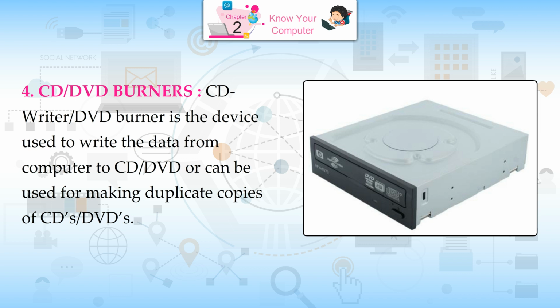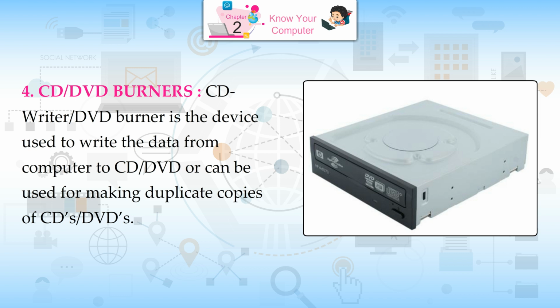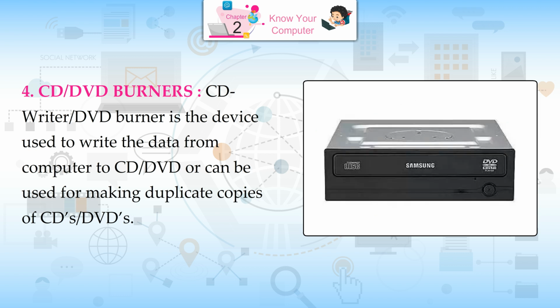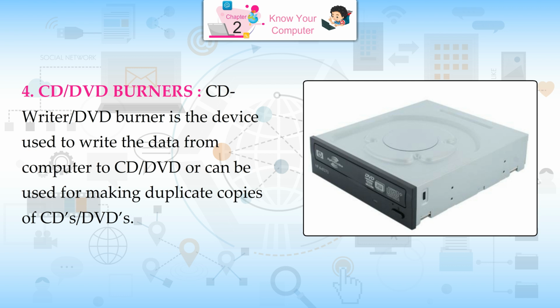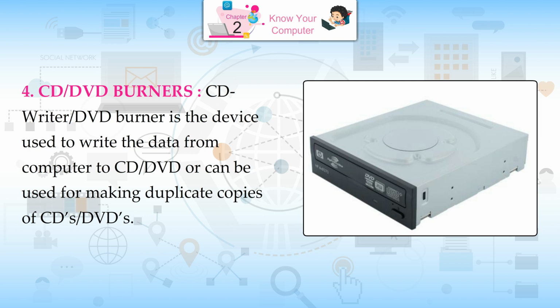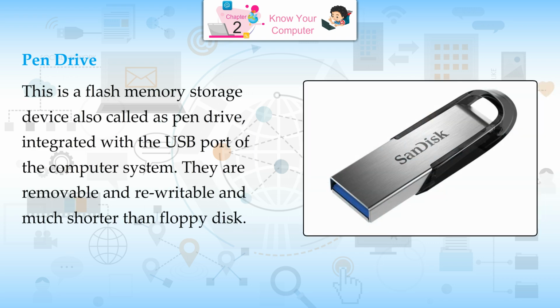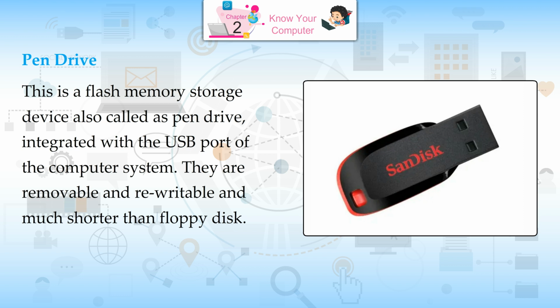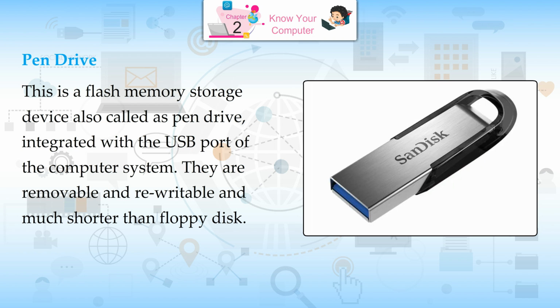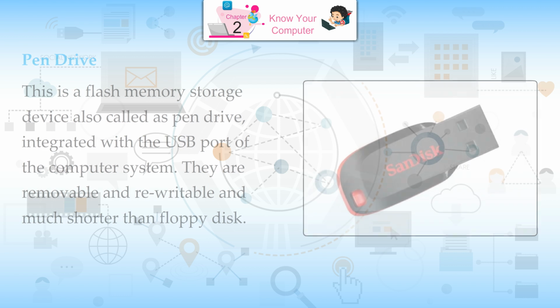Fourth, CD writers/DVD burners. A CD writer/DVD burner is the device used to write data from the computer to CD or DVD, or can be used for making duplicate copies of CDs and DVDs. Pen drive. This flash memory storage device, also called a pen drive, is integrated with the USB port of the computer system. They are removable and rewritable and much smaller than a floppy disk.